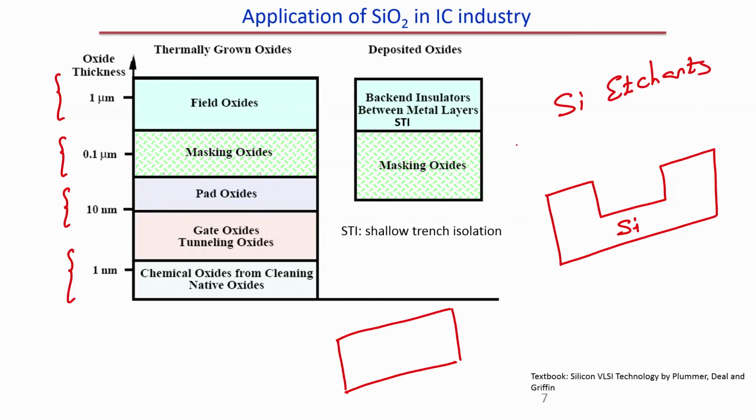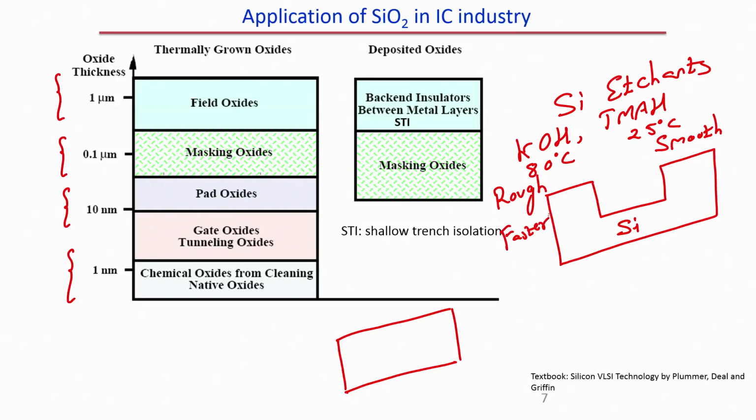These etchants are KOH, potassium hydroxide, and TMAH, tetramethyl ammonium hydroxide, and they are used for different applications. The application is the same, which is silicon etching, but they are used at different temperatures. KOH is generally used at 80 degrees centigrade, TMAH at 25 degrees centigrade. When you etch silicon with KOH you get a rougher surface, rough boundaries. When you etch with TMAH you get smooth boundaries. KOH is faster, TMAH is slower. So, these are some differences in silicon etchants, KOH versus TMAH.